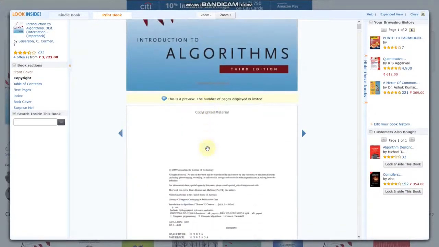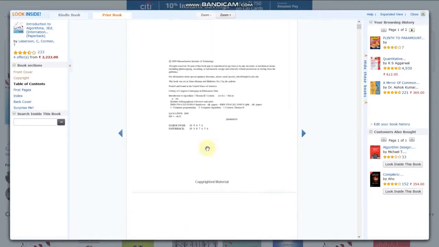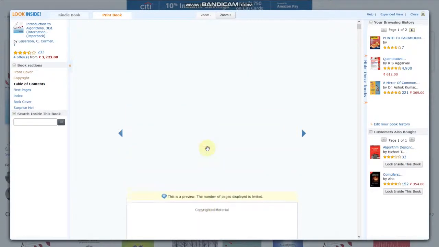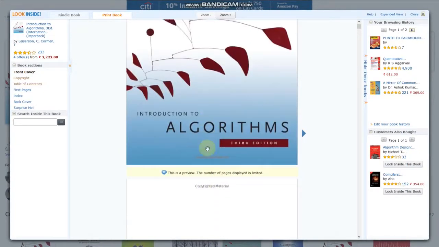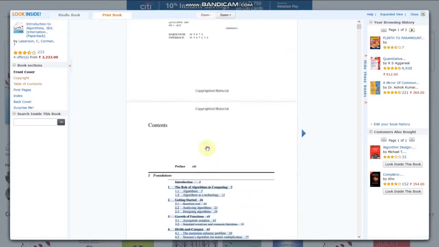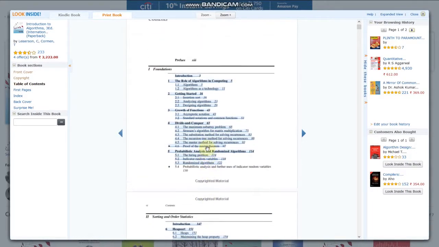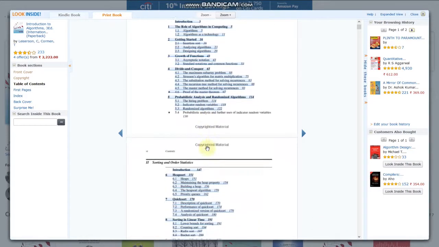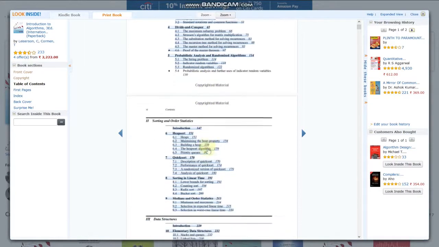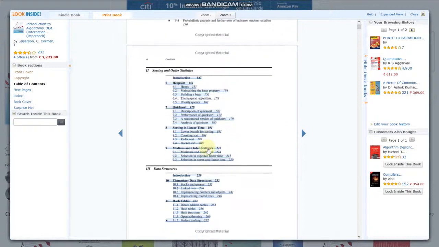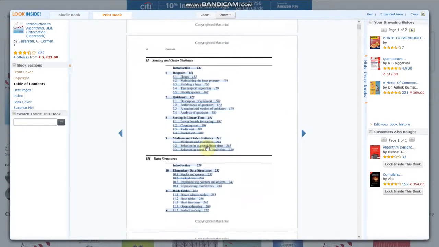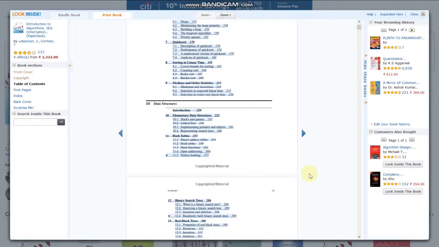So at number one, that's the book which is my personal favorite. That is Introduction to Algorithms by Thomas H. Cormen. This is one of the best books on computer algorithms. It's written by four authors. One of them is Thomas H. Cormen, who is very famous, whose other book, Unlocked Algorithms, is also a highly recommended book to learn algorithms.